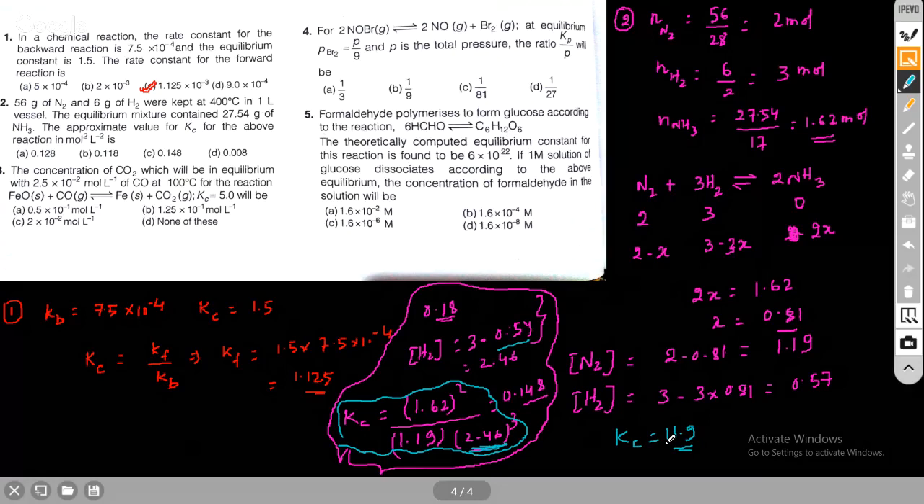The concentration of CO2 which will be in equilibrium with this molar of CO at 100 degrees Celsius, for Kc is given. So Kc is equal to the concentration of CO2 by the concentration of CO. You just have to take the ratio. Just write it down: Kc is equal to the concentration of CO2 by the concentration of CO. CO is given, Kc is given, CO2 we can find out. Option B is correct. Question number 4.